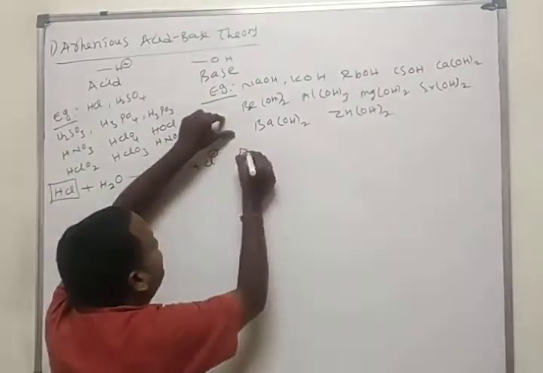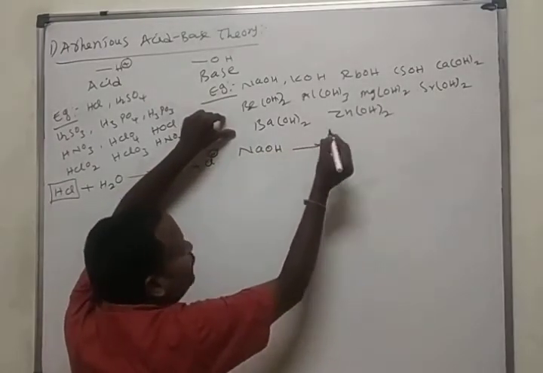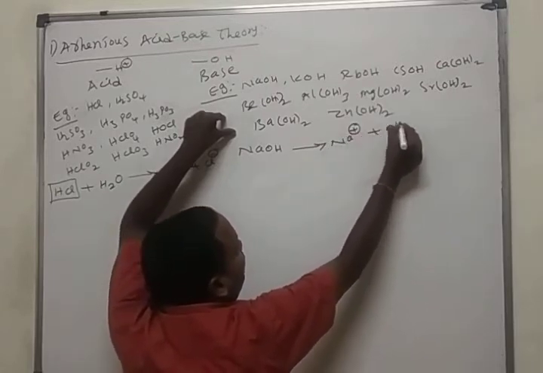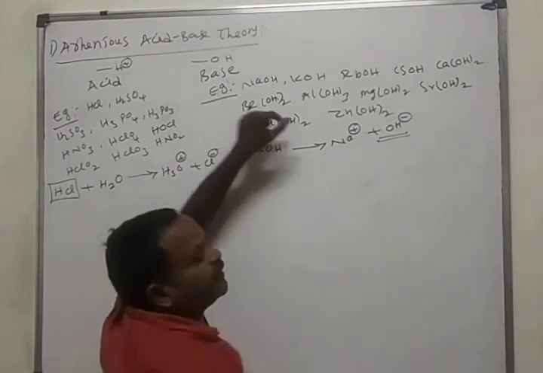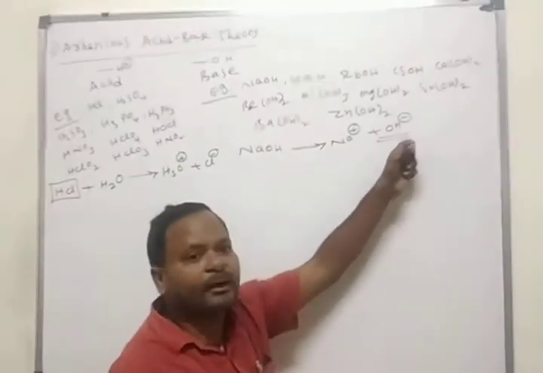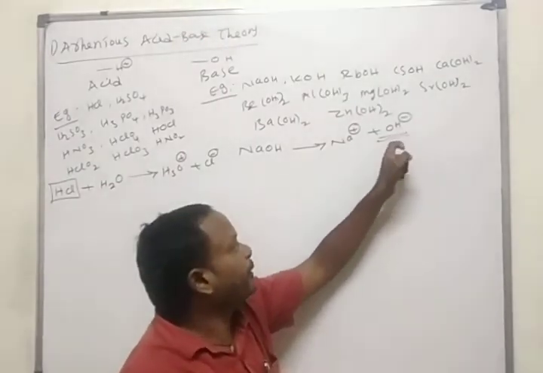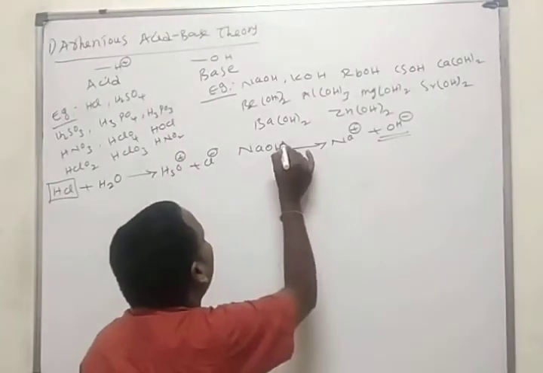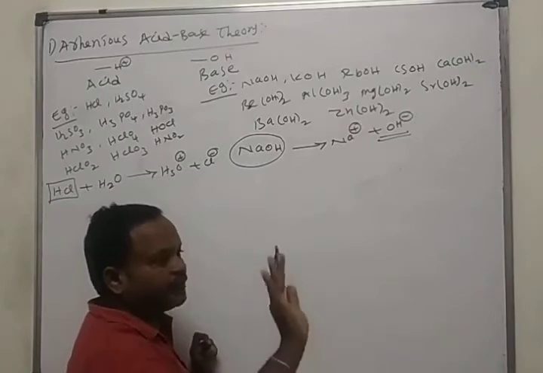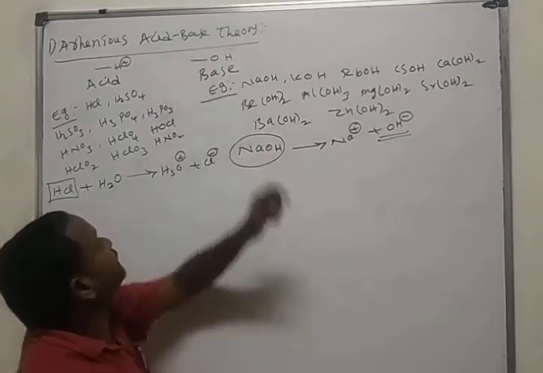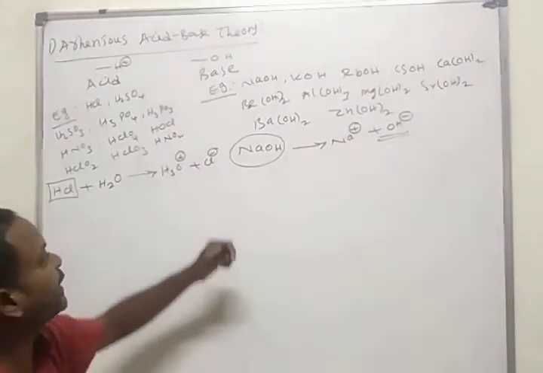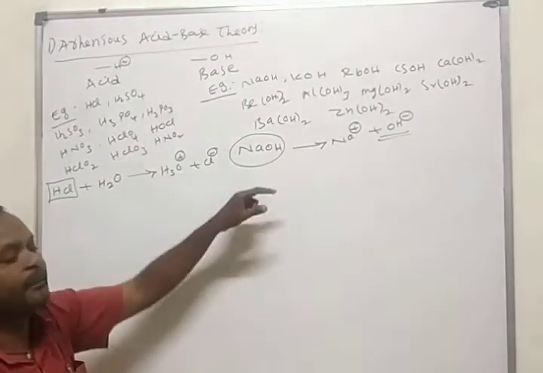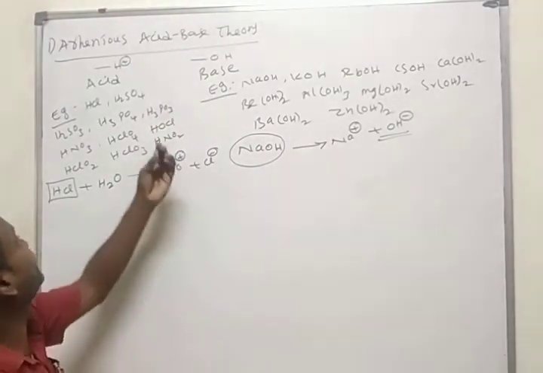When sodium hydroxide is dissolved in water, it forms Na plus and OH minus. Due to the liberation of the OH minus ion, sodium hydroxide is simply considered a base. According to the Arrhenius acid and base theory, these are the examples for acids and bases.